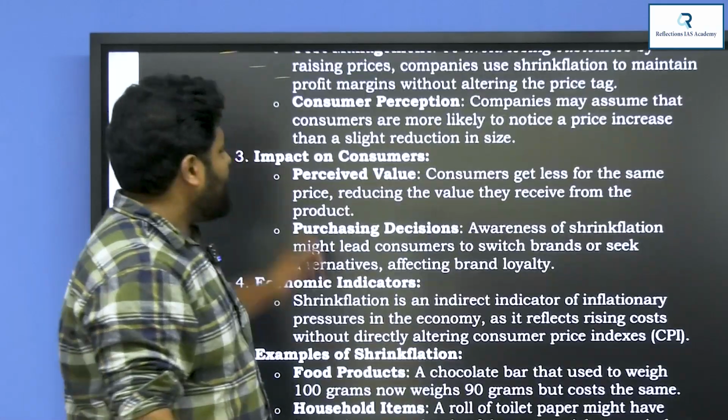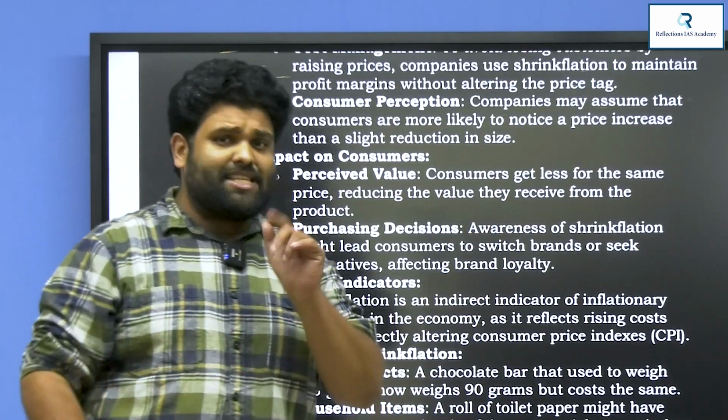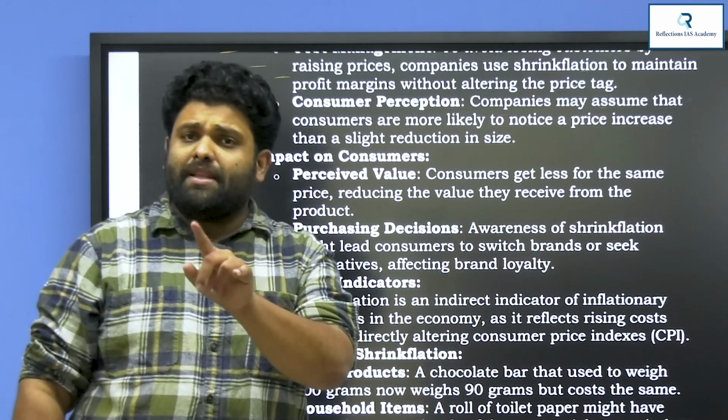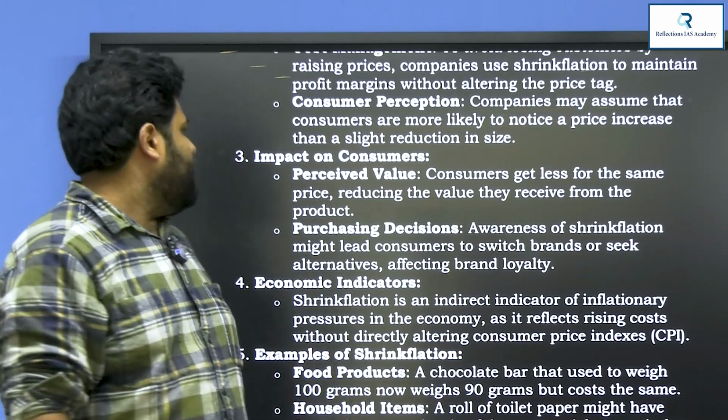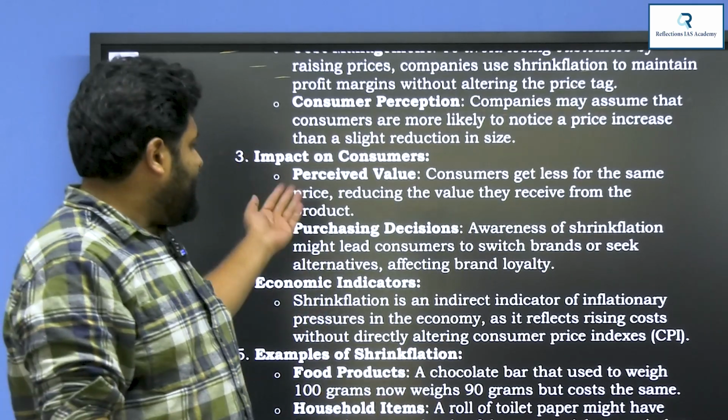Now, impact on consumers. What the consumer doesn't understand is that his price may be the same, but the value of the product decreases, which is called perceived value. And then you have purchasing decisions.